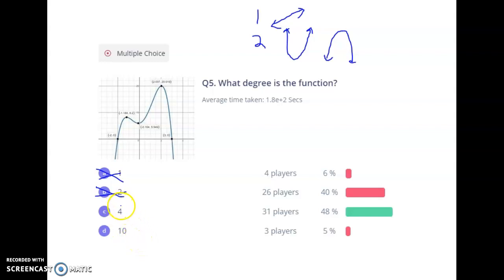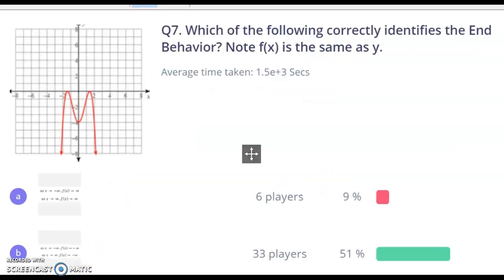So the correct answer here should have been degree 4, meaning this is a quartic function, a degree 4. So something to the 4th power was the highest exponent. The reason for all these other terms is there's probably an x cubed in there or an x squared in there. All right, here is the second most commonly missed question, or one of the top 3.